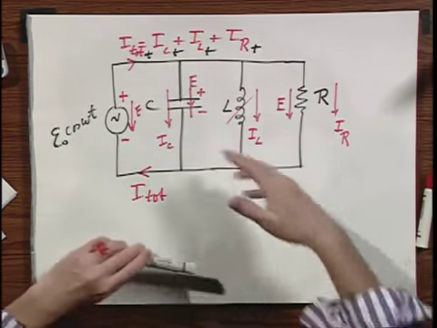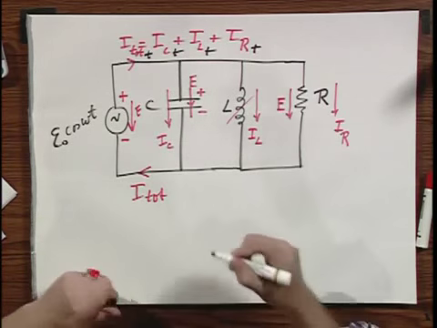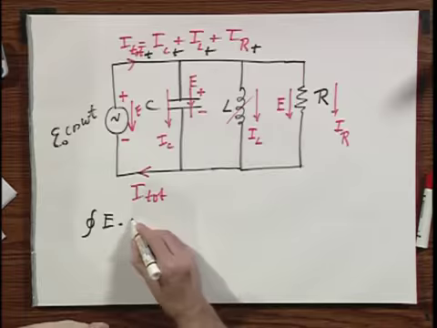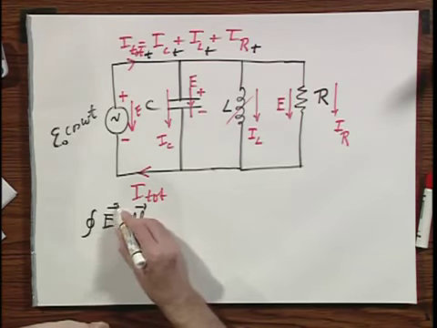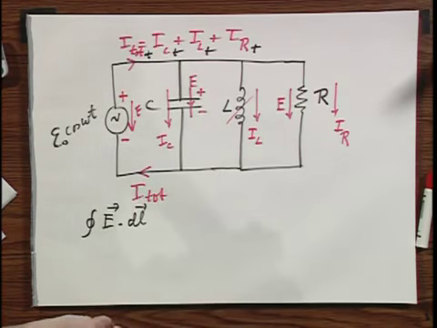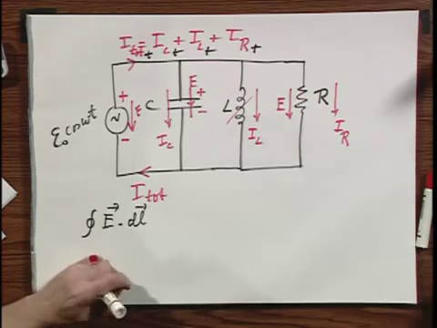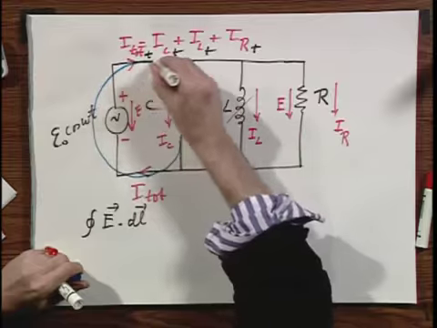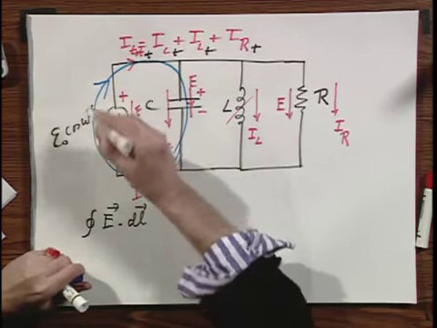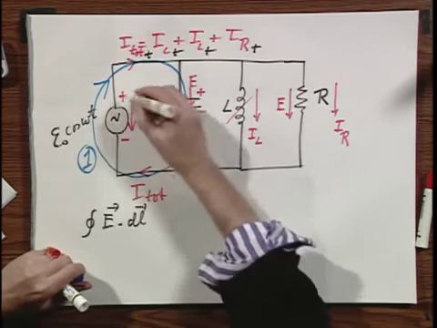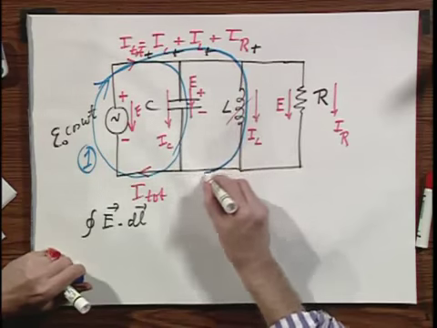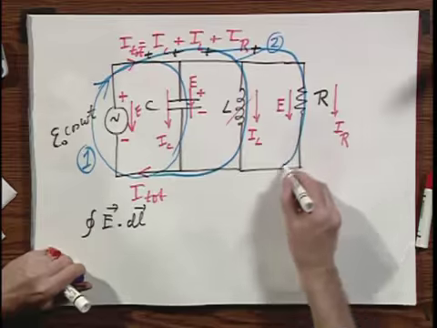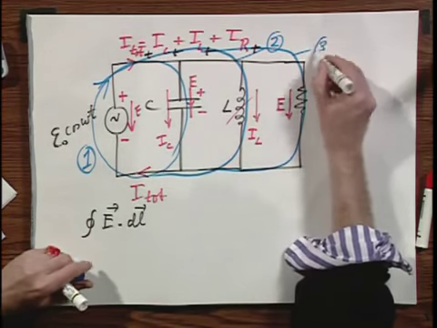I will only solve for steady state solutions, and so I immediately turn to Faraday's law, the closed loop integral of E dot dl, and I do that for 3 loops. Now follow me closely. I'm first going to do it clockwise in this loop. I call that loop number 1. Then I'm going to do it clockwise in this loop. I call that number 2. And then I'm going to do it clockwise in this loop. I call that number 3.